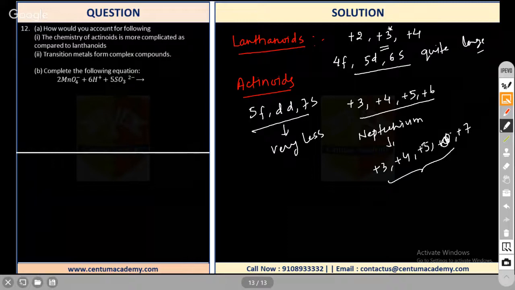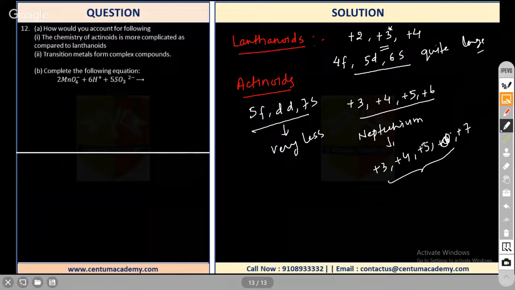Why do transition elements form complex compounds? Availability of d orbitals, right? And one more thing we can see, that a small size of metal ion and high charge density is suitable for the forming of bond between the metal and the ligand. Yeah, correct.